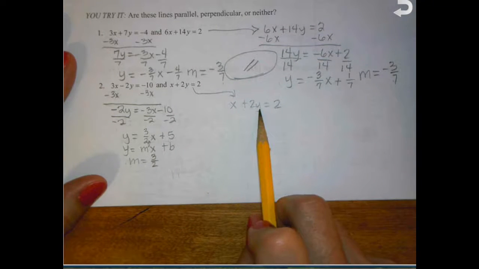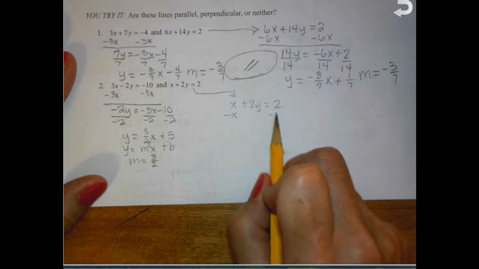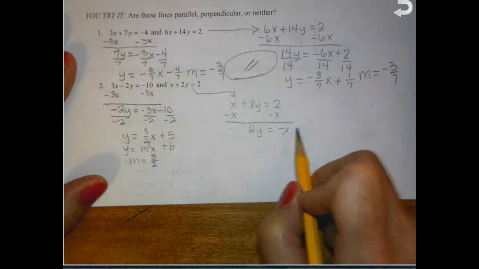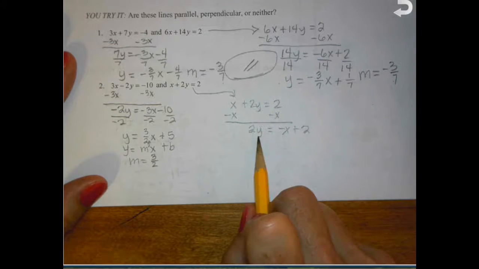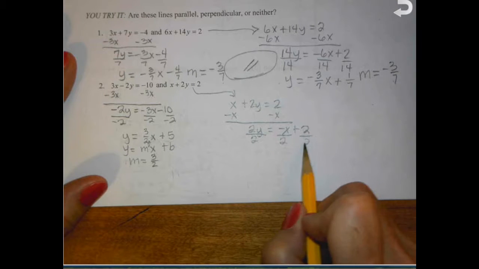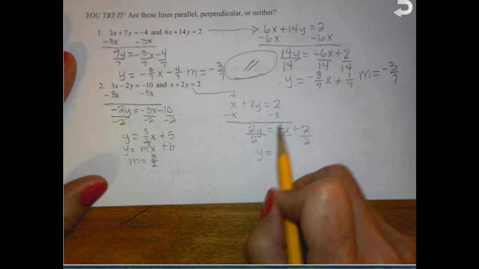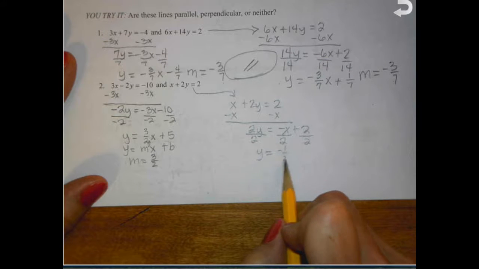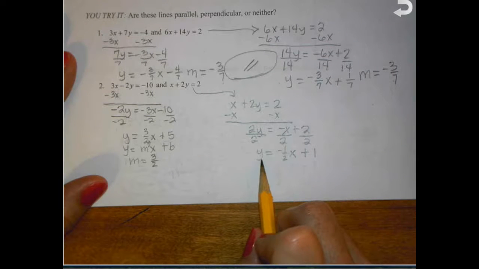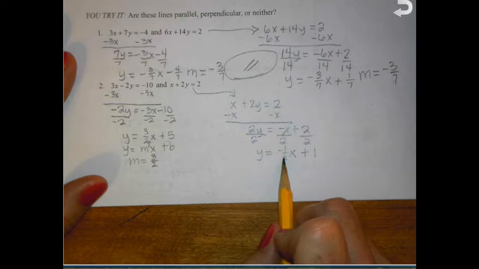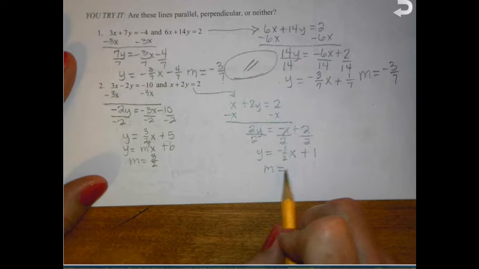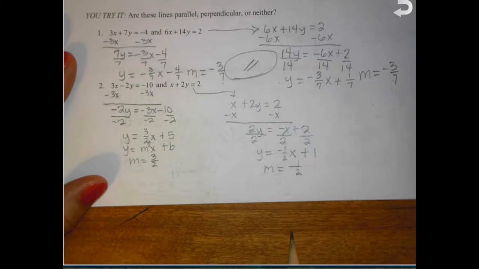And I want the y by itself again, so subtract x from both sides. And I have 2y equals negative x plus 2. And I still want the y alone, so divide by 2 on all terms. And I have y equals, this is a negative 1/2 x plus 1. And so in slope intercept form, y equals mx plus b, my m is a negative 1/2.